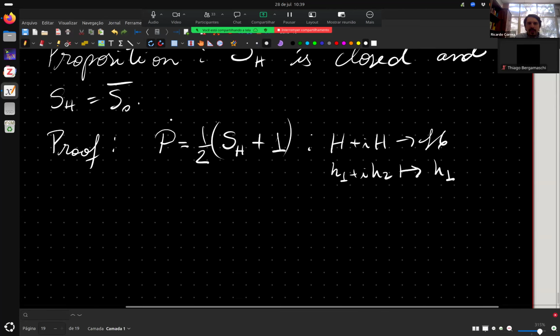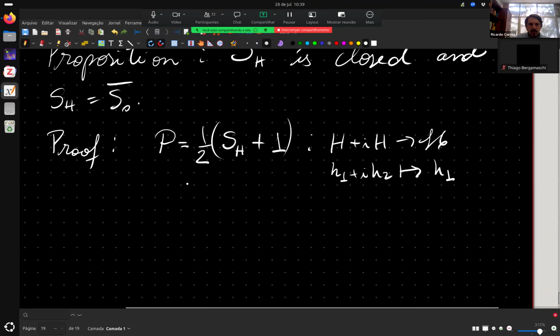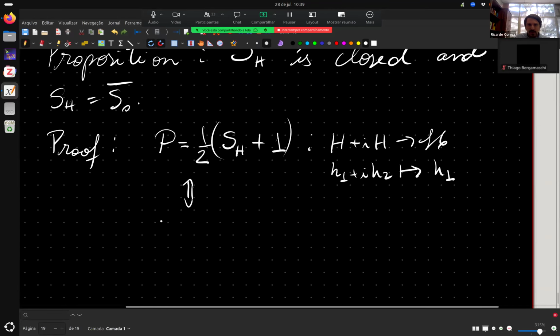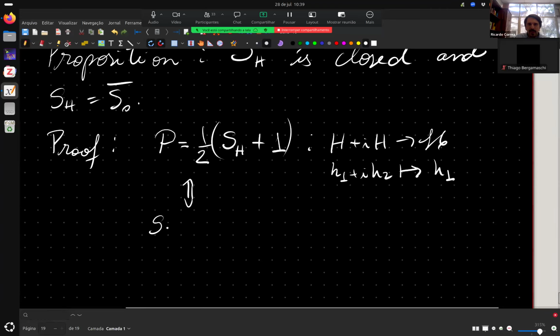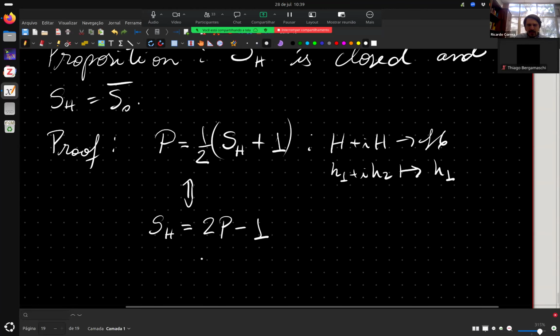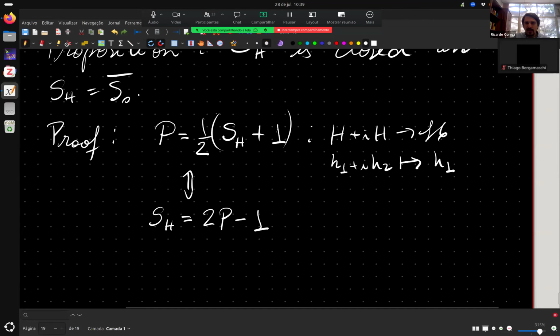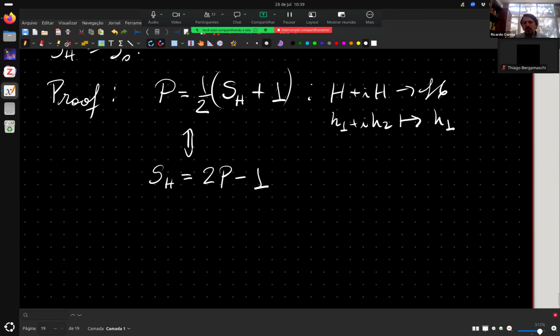And I will just prove that P is closed, and the sum of a closed operator with a bounded operator is closed. So I can reverse this and say that sh is just 2p minus 1. If I prove that p is closed, then 2p is also closed, and a sum of a closed operator with a bounded operator is closed again. Therefore, proving that sh is closed is the same thing as proving that p is closed. And the proof, if you wanted to do it directly with h, is basically the same.